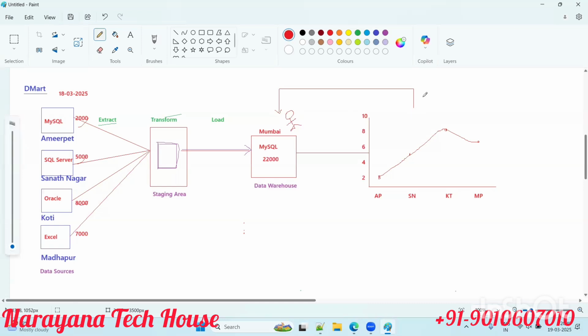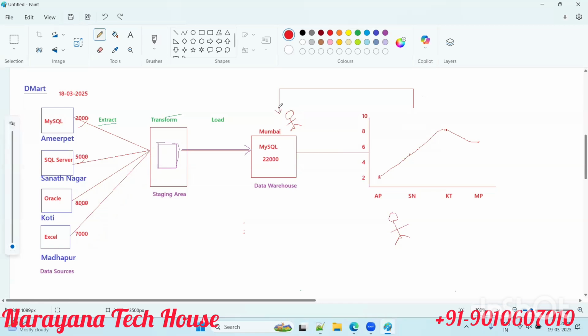So as a data analyst, that is our work. Finally, what do we do? The graphs we are creating, we give to whom? Management. That means we are helping them to take better decisions.